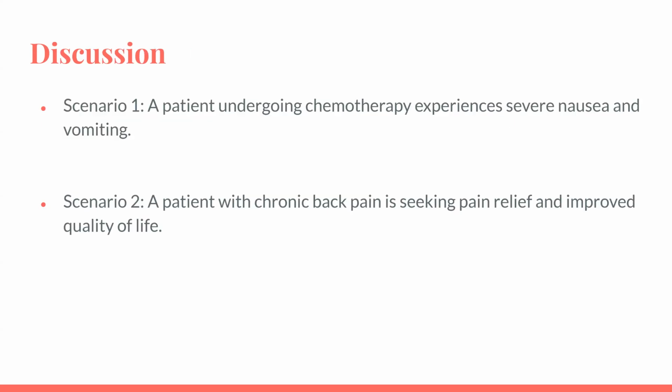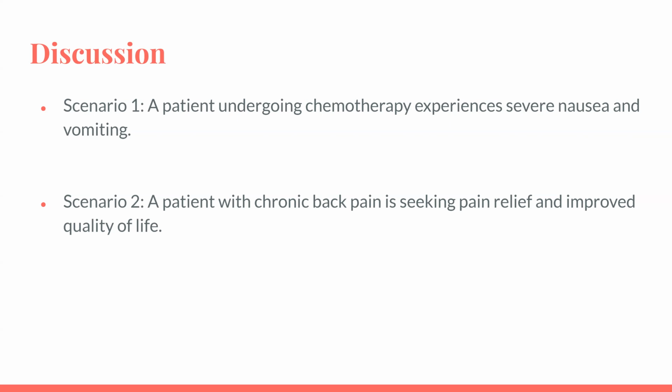These are some examples of the way nurses can provide care using this theory. For example, in scenario 1, a patient undergoing chemotherapy experiences severe nausea and vomiting. Nurses can use the theory to develop individualized care plans, recommend antiemetic medications, and provide strategies for managing nausea and vomiting, such as dietary modifications or relaxation techniques.